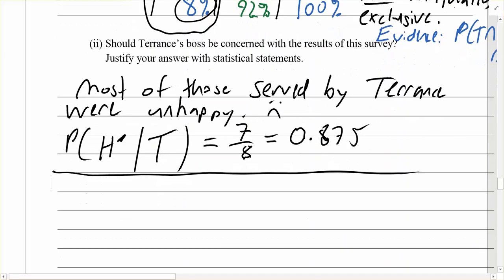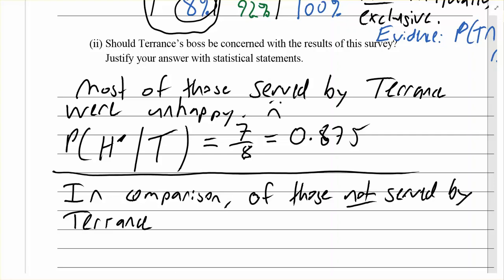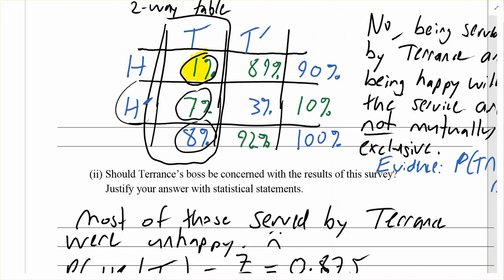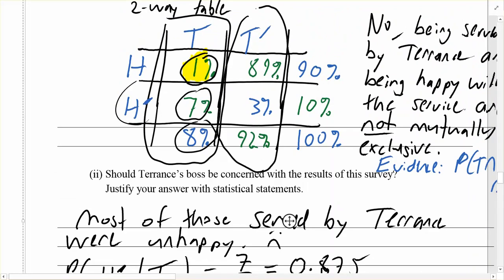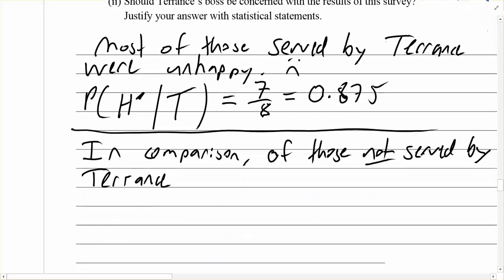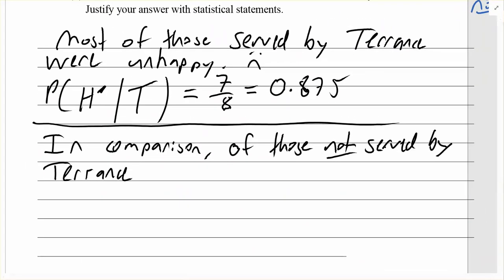So in comparison, of those not served by Terence, we need to look at the information. The other 92% were not served by Terence. And if you look, only 3 out of those 92% were not happy. So that's pretty damning on good old Terence, isn't it? Sadly. So 7 out of 8 of Terence's customers were unhappy compared to only 3 out of 92% of the rest of the customers.